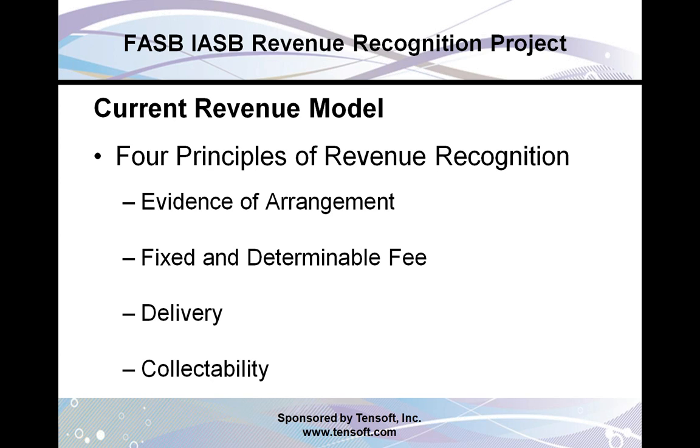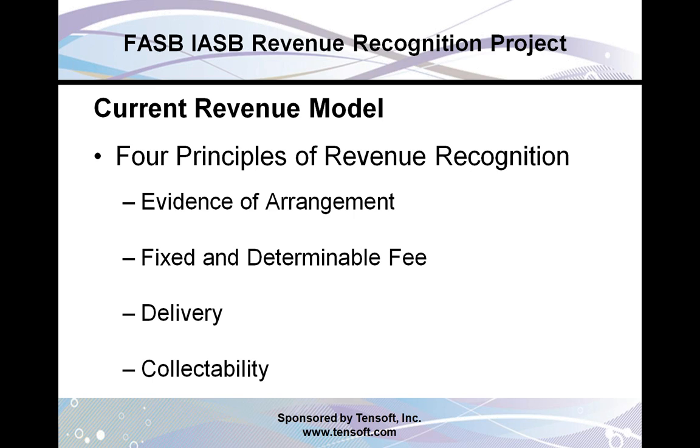We have evidence of an arrangement, so we need a contract or some agreement with a customer. The fee needs to be fixed and determinable. So it's a set amount, and we know we're going to recognize that amount, and if there's any amounts that are contingent, either increases for contingencies like performance bonuses or decreases for things like penalties, we net those out and only recognize the fixed and determinable fee.